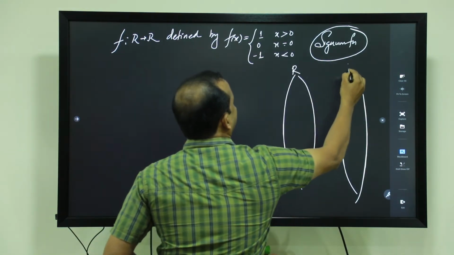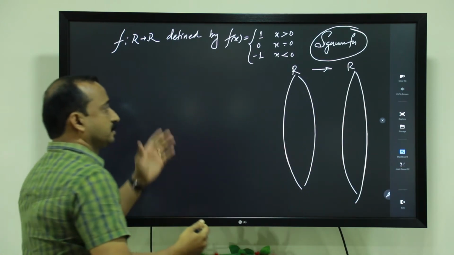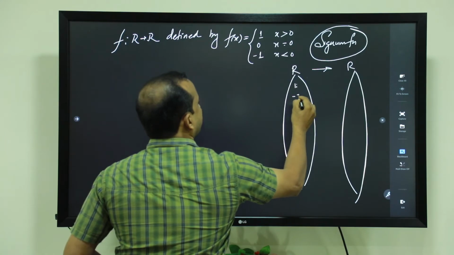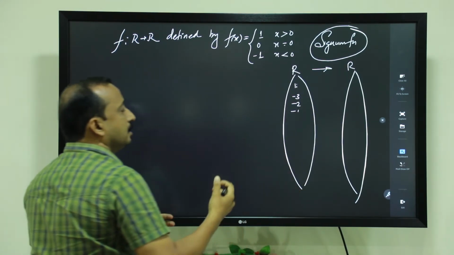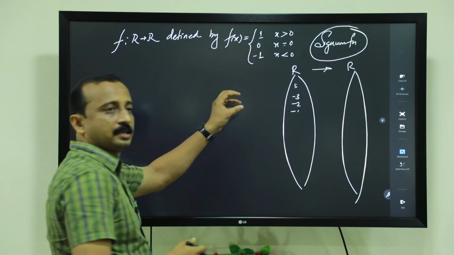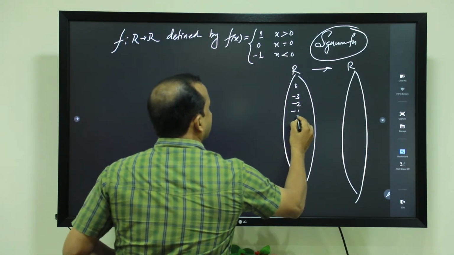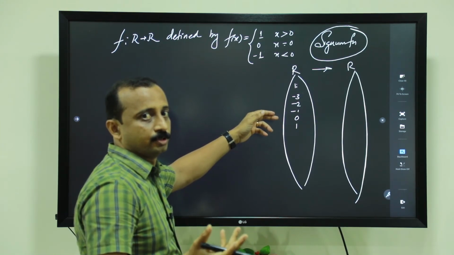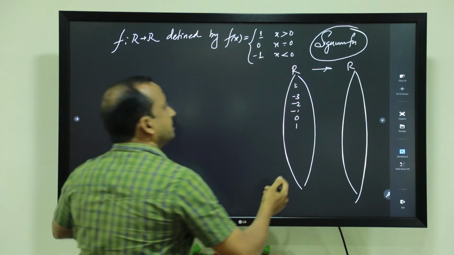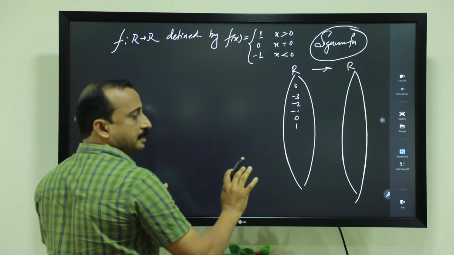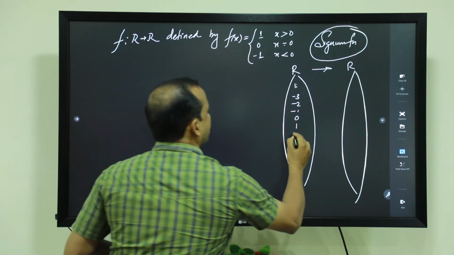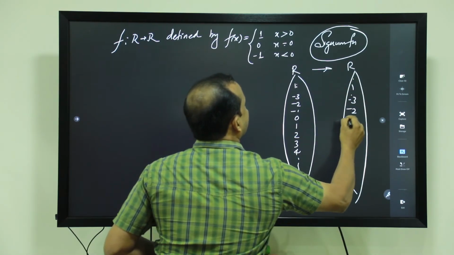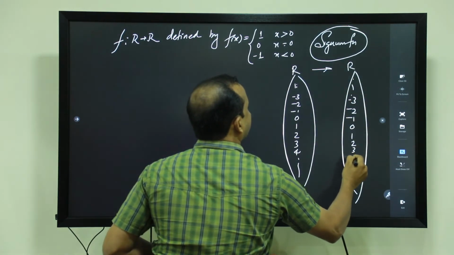Real to real: our function's first set is real and the second set is also real. Here we plot minus 3, minus 2, minus 1. Plotting all real numbers is very difficult, so we collect some integers: minus 3, minus 1, 0, 1, and so on. There are infinite numbers, like 0.1, 0.2, 0.3, but plotting is very difficult, so we take only integers. That is enough to prove one-one or onto. Here also minus 3, minus 2, minus 1, 0, 1, 2, 3, 4, etc.